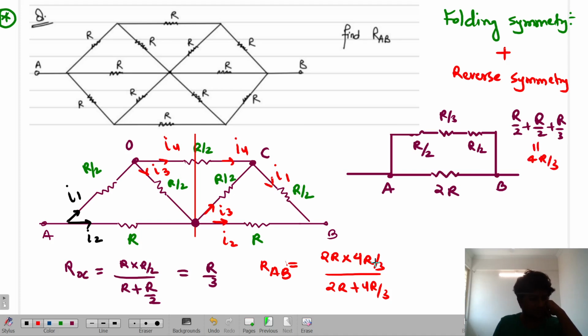Is that clear? So this result is 3 to the 6, 6 for 10, and this is 4 to the 8, 8 by 8R by 10, so that is 4R by. Got it? So this was the question about which symmetry? Folding symmetry. Are you able to get me or not? Is that clear?